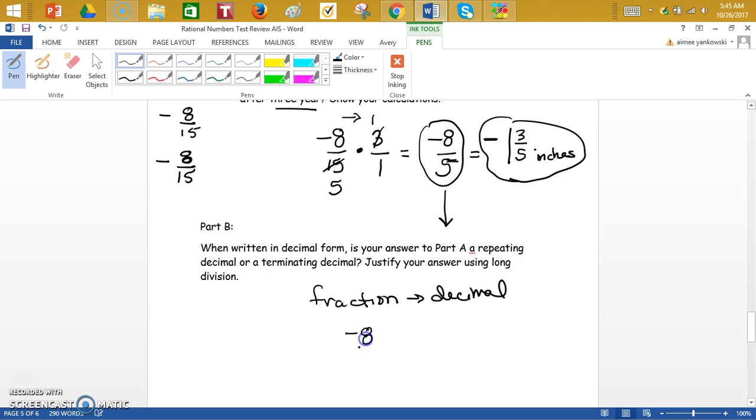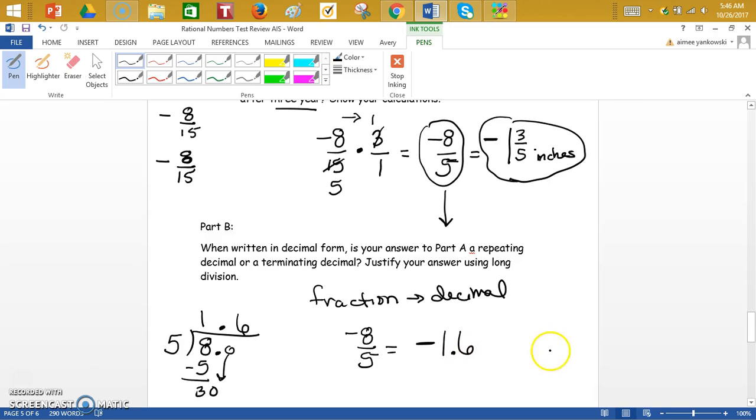So if I have negative 8/5, I know my answer will be negative. The negative's not going anywhere. I'm going to bottom out the 5. How many times does 5 go into 8? Drag up that decimal point. 5 goes into 8 once. 1 times 5 is 5. Subtract off 3. Drag down a 0. How many does 5 go into 30? 5 goes into 30 6 times. So negative 1.6. So this is a terminating decimal.